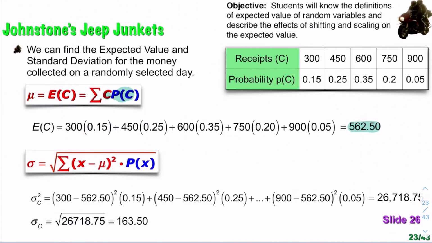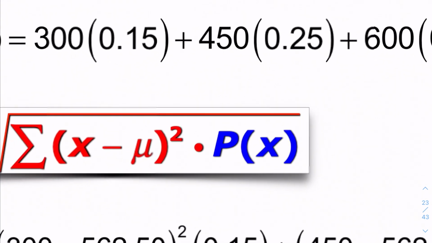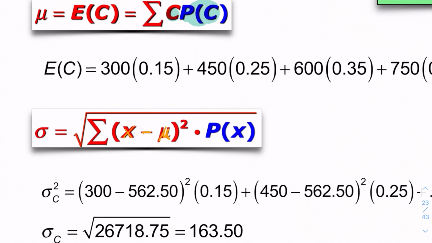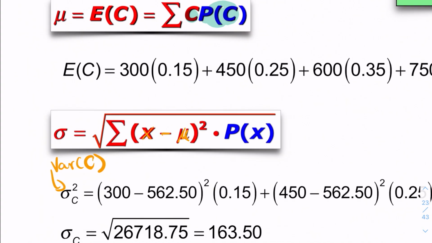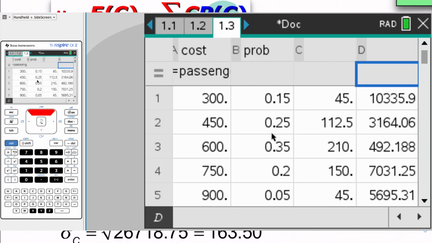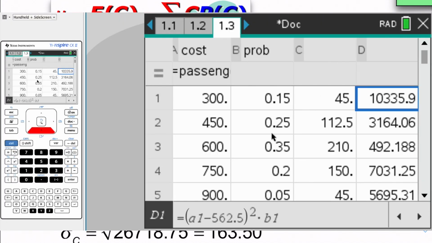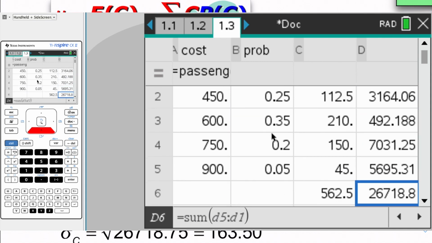If I want to find the standard deviation, again, it's the square root of the variance. What I'm going to do is take each one of the values minus the mean, which is $562.50, square it times the probability. So this sigma squared is our variance of our cost, and if we do the exact same work that we did before, or if we look on our calculator, you can see the formula that I typed in: the first cell minus the mean, squared, times the probability. I do all of that, and I add them all up.